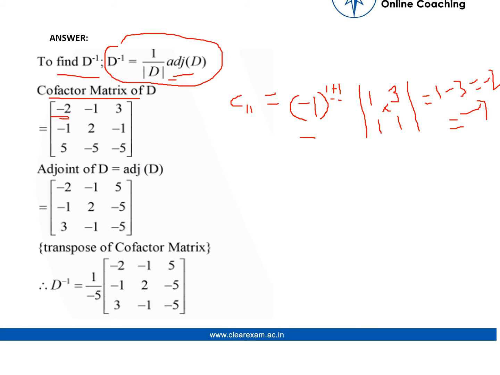By using this convention, we find out all the values of the cofactor matrix, and it comes out to be this. The adjoint of matrix D is basically converting rows into columns. So basically this column is now this row, and the diagonal elements do not change. See, here is minus 2, 2, and minus 5. Here is also minus 2, 2, and minus 5. So the transpose of cofactor matrix is given by this matrix. D inverse is equal to minus 1 by 5 into this matrix.